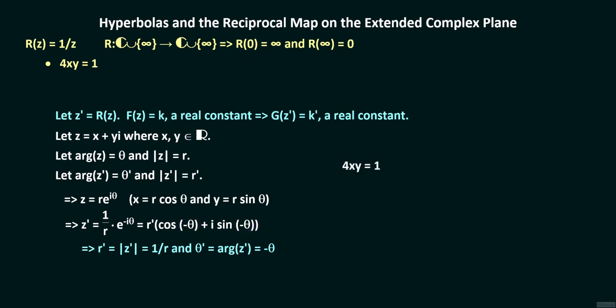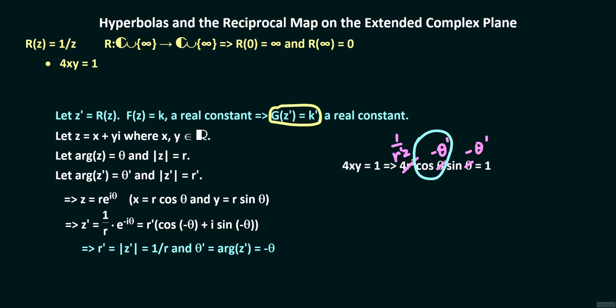In the equation for 4xy equals 1, we replace x by its polar equivalent r times cosine theta, and y by its polar equivalent r times sine theta, to get 4r squared times cosine theta times sine theta equals 1. R squared equals 1 over r prime squared, and theta equals minus theta prime. This equation now involves only coordinates of z prime and is therefore of the form g of z prime equals k prime.